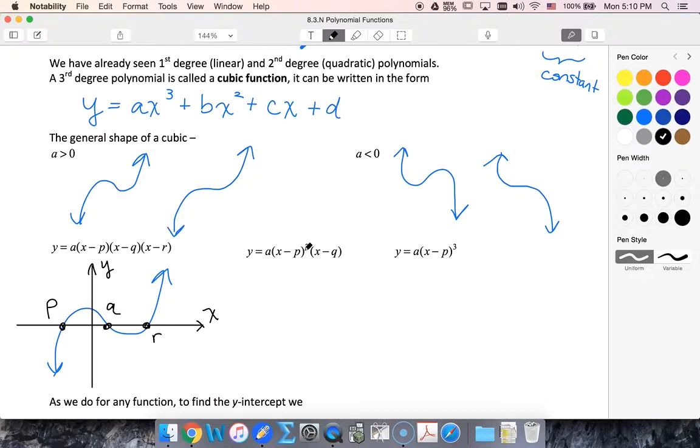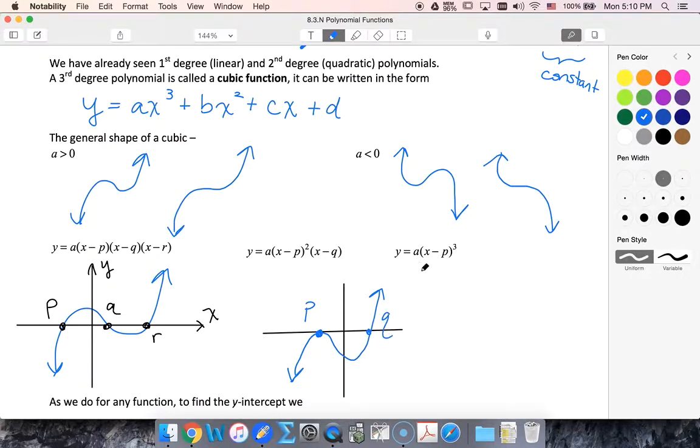If it factors and 2 of my roots are repeated, well then, this is fun. It looks like this. So now I would have my shape go something like this. That's where my P would be because I bounced off the axis. This is where my Q would be.